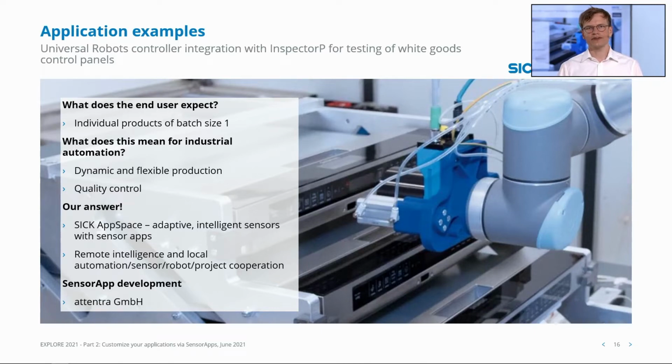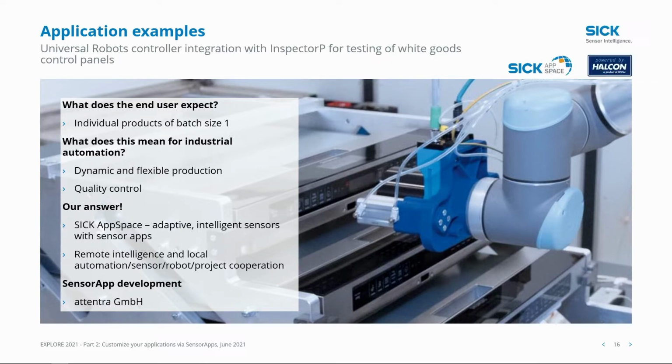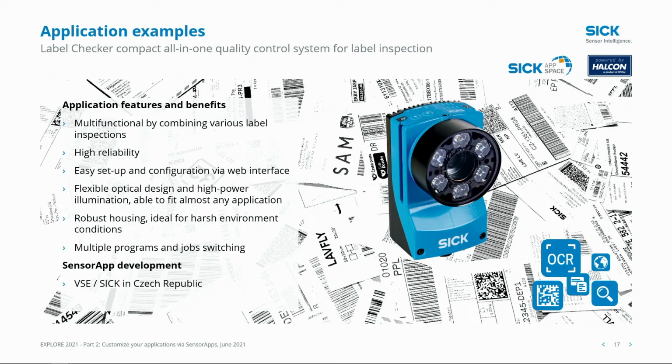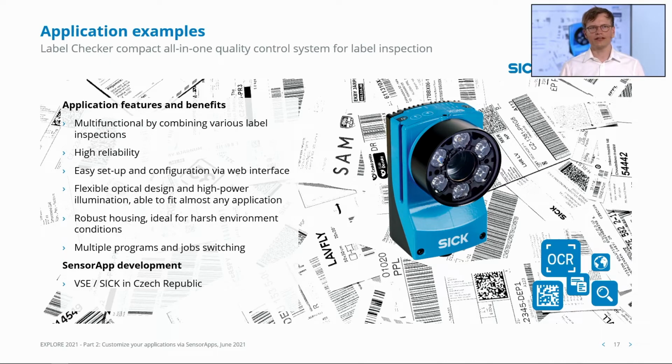A couple of application examples really quickly. One of our integration partners has programmed a programmable camera here with a sensor app to integrate with a robot arm that tests white goods. It makes the position correct of the robot, of the test finger, and also identifies the panel that is being used. OK. A label checking. If you have a label checking task, you can use the label checking app developed in our Czech subsidiary, which is easy to set up and can inspect all kinds of label print products.